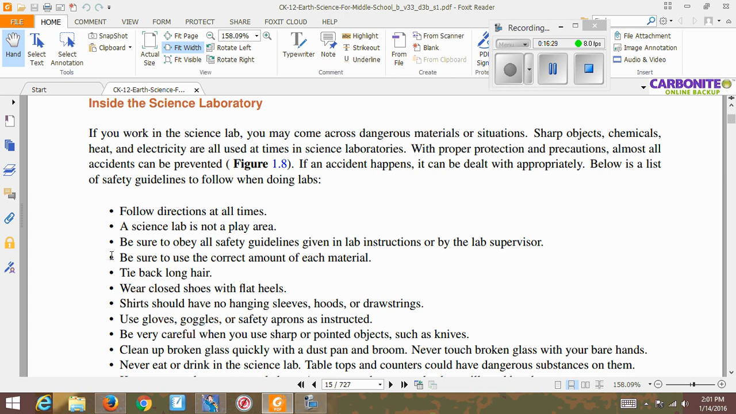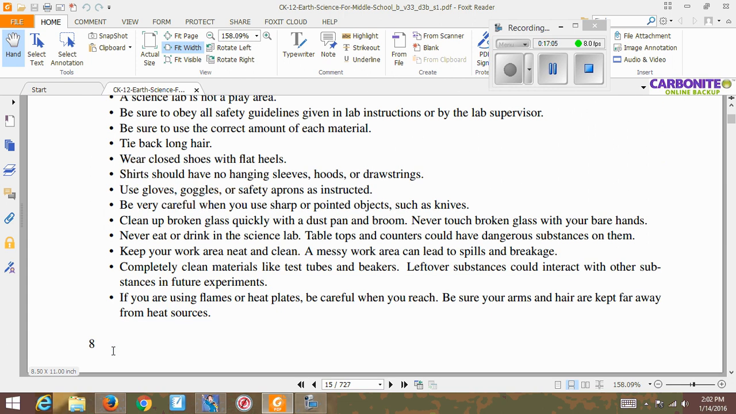Be very careful when you use sharp or pointed objects, such as knives. Clean up broken glass quickly with a dustpan and broom. Never touch broken glass with your bare hands. Never eat or drink in the science lab. Tabletops and counters could have dangerous substances on them. Keep your work area neat and clean. A messy work area can lead to spills and breakage. Completely clean materials like test tubes and beakers. Leftover substances could interact with other substances in future experiments.